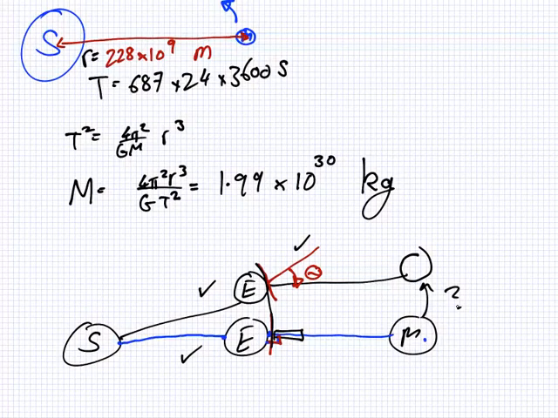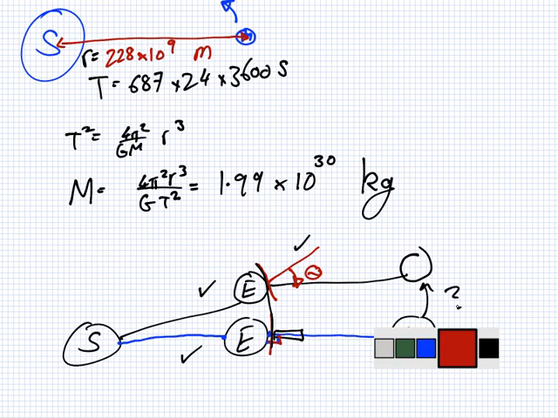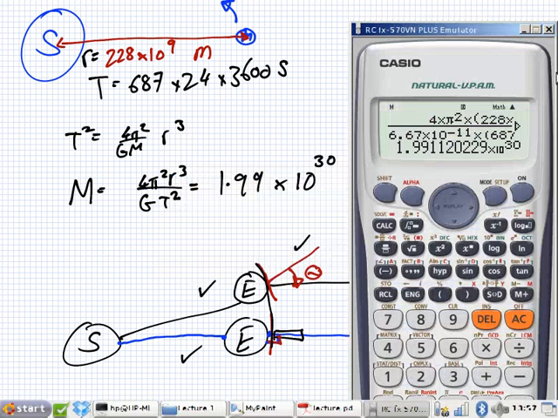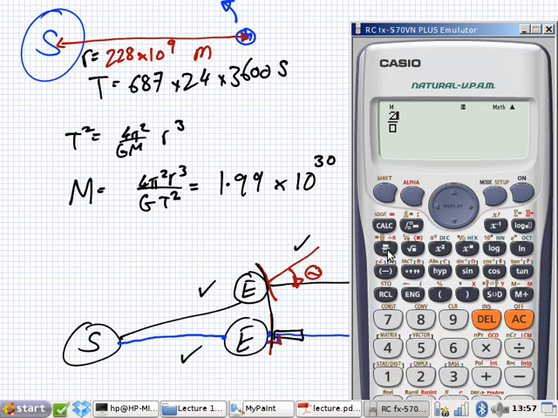So what could we use to get the V now? V equals omega r, which equals 2 pi r over t. Do we know the 2 pi r and t? Yeah, we do. What number is this? This is the m, so I don't want that. 2 pi, what's the r? 228? And then the T.